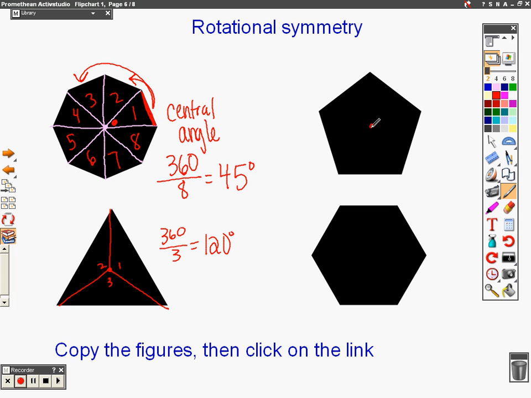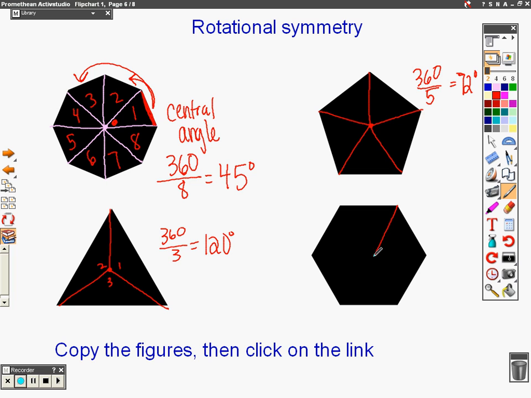Now let's look at this one. 1, 2, 3, 4, 5. So I'm going to take 360 and divide that by 5, and that gives me 72 degrees. Okay, any rotation of 72 degrees or multiple of 72 degrees will still give me the same figure.